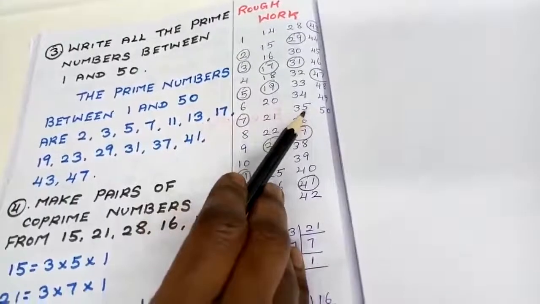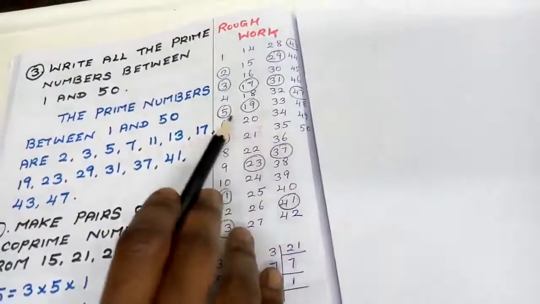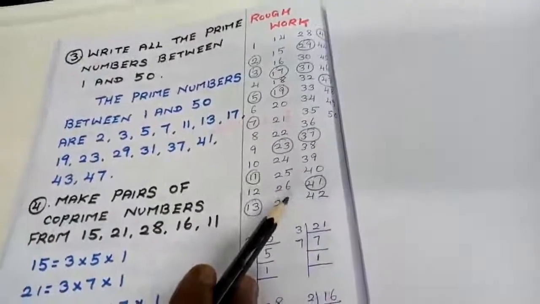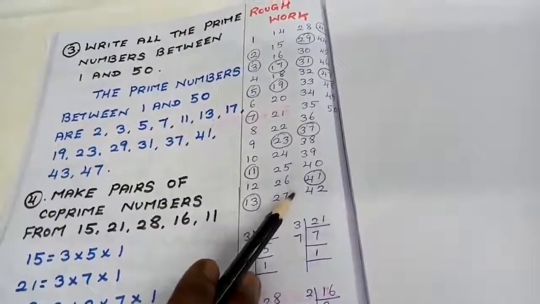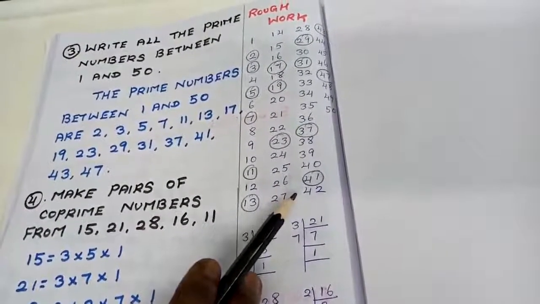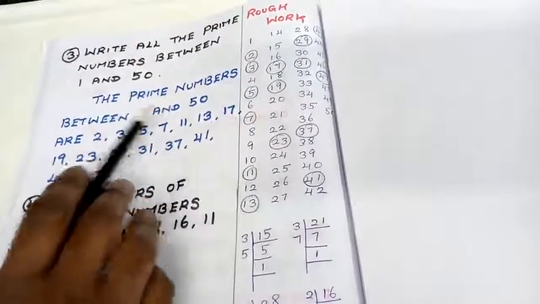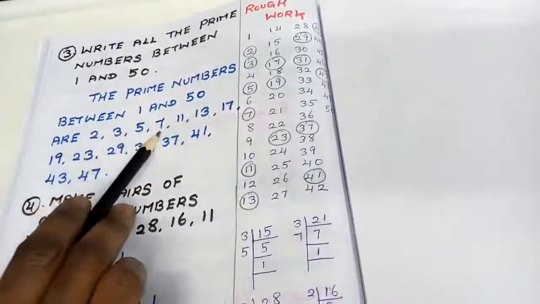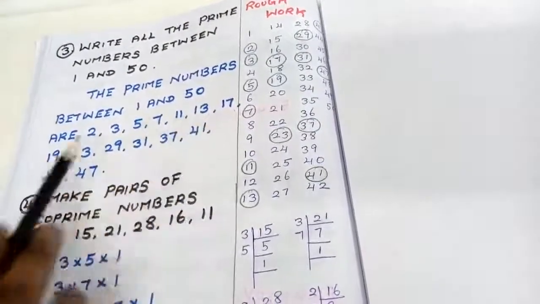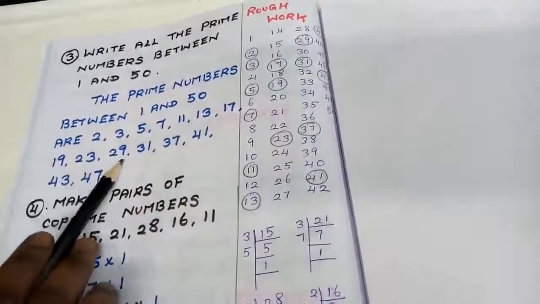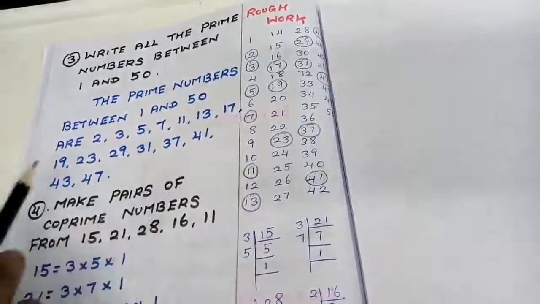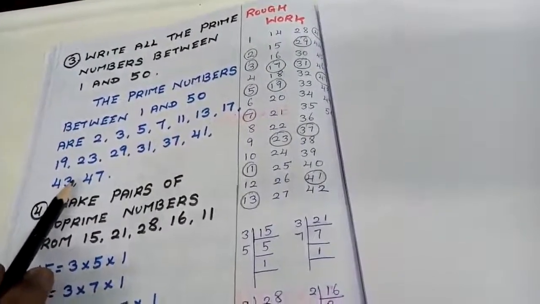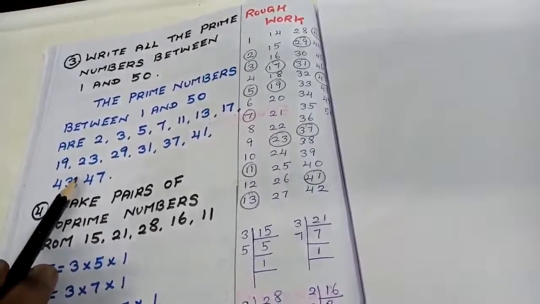And in that I am going to check all the values, and whatever values I have circled here are called prime numbers because they are divisible only by 1 and itself. So the prime numbers between 1 and 50 are 2, 3, 5, 7, 11, 13, 17, 19, 23, 29, 31, 37, 41, 43 and 47.